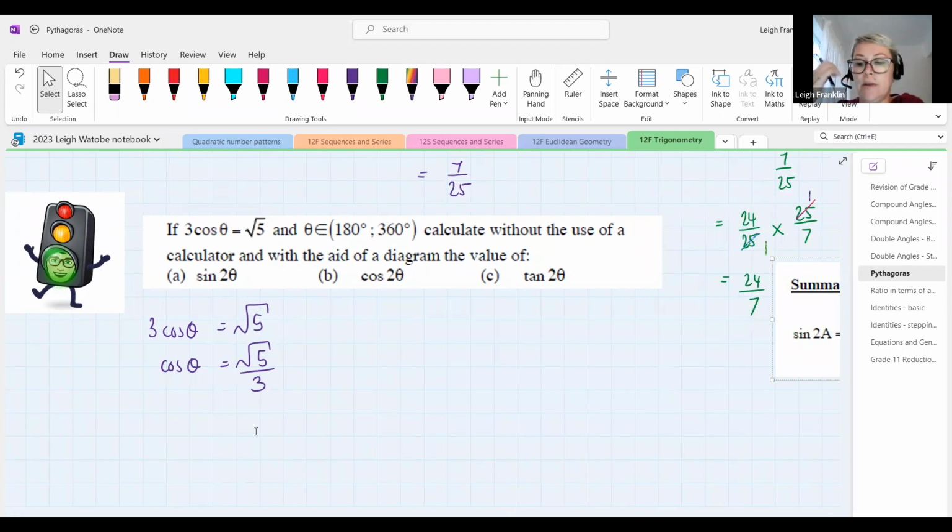So I'm just going to wait another couple of minutes to give people an opportunity, and then we're going to go through the corrections.